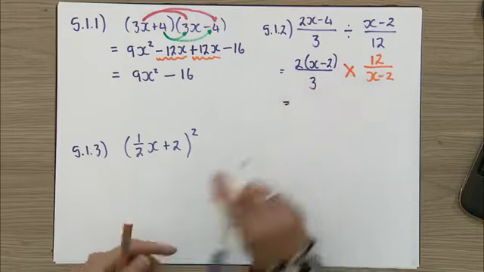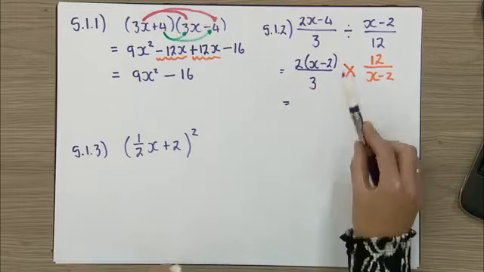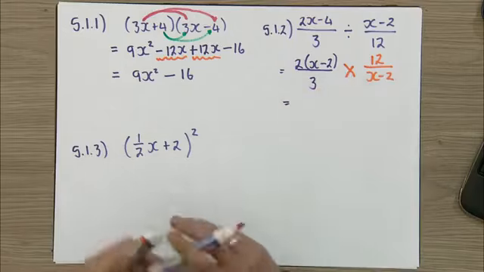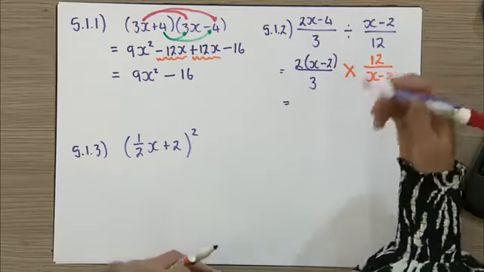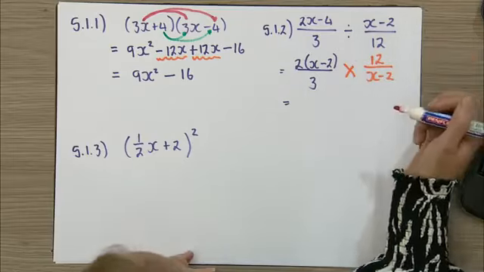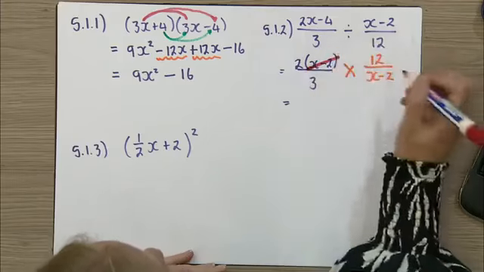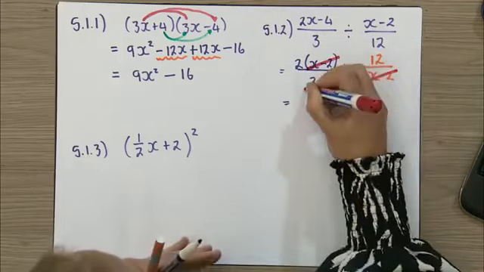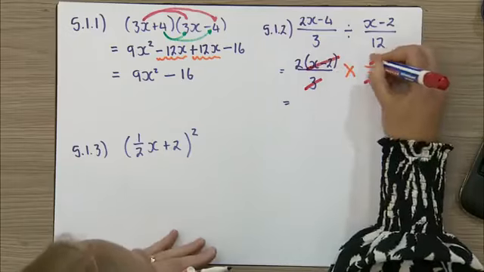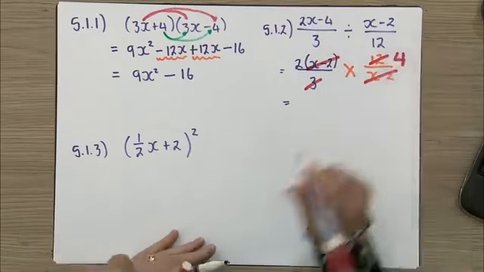So now that I've changed it into a times, I can cancel out numerator and denominator, terms that can cancel out. So let's see what can cancel out. X minus 2 can cancel out with x minus 2. 3 can go into 12. How many times? 4 times.